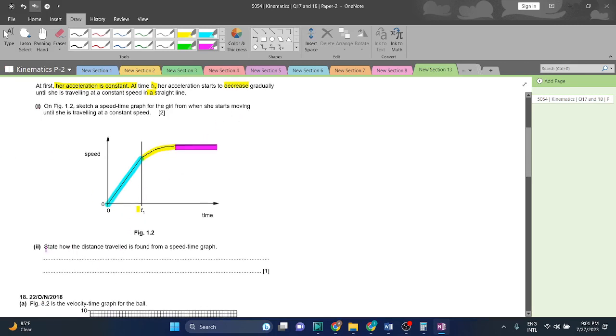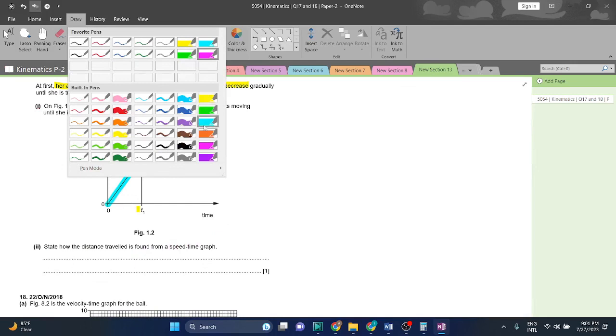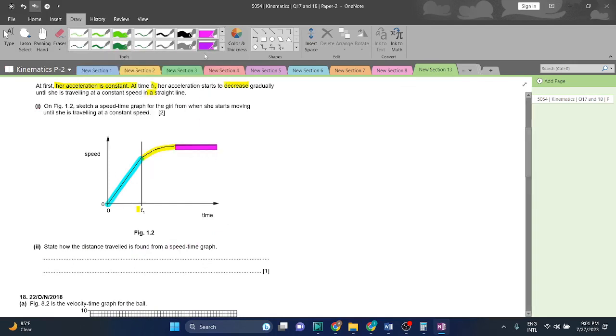So yeah, state how the distance traveled is found from a speed time graph. Speed time graph से distance travel कैसे पता चलेगा हमें? It is area under the graph. So this whole region will give us the distance. ठीक है ना? It will give us the distance. Speed time graph का area under the graph gives us distance.